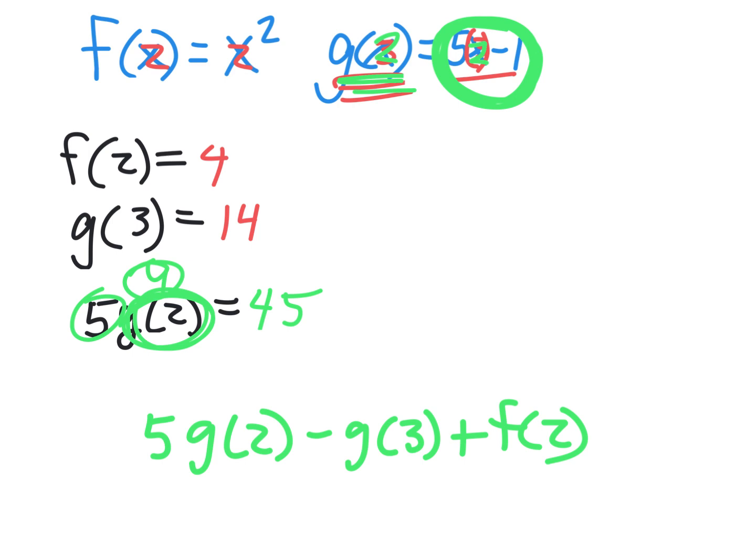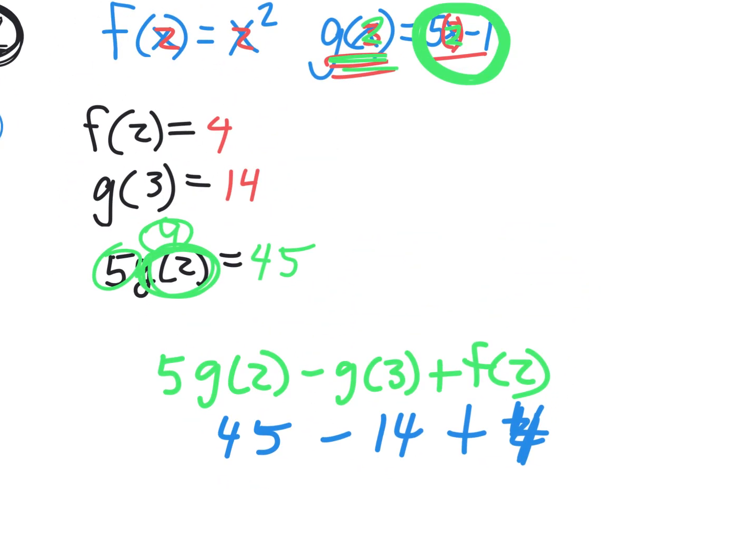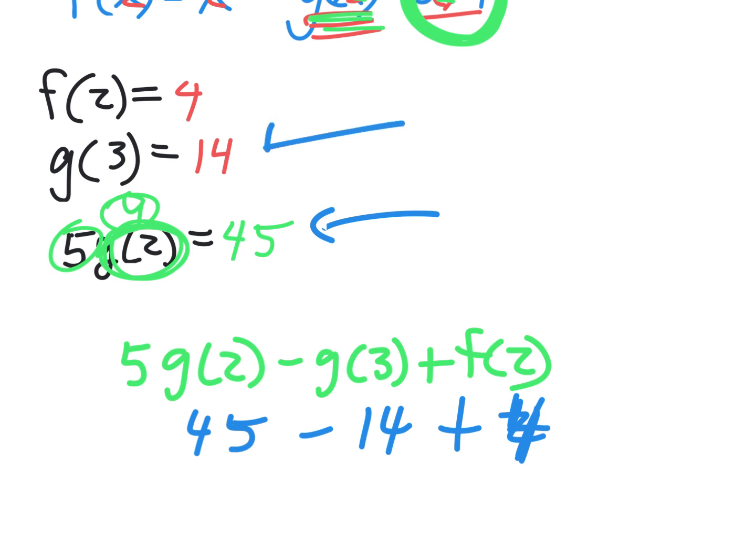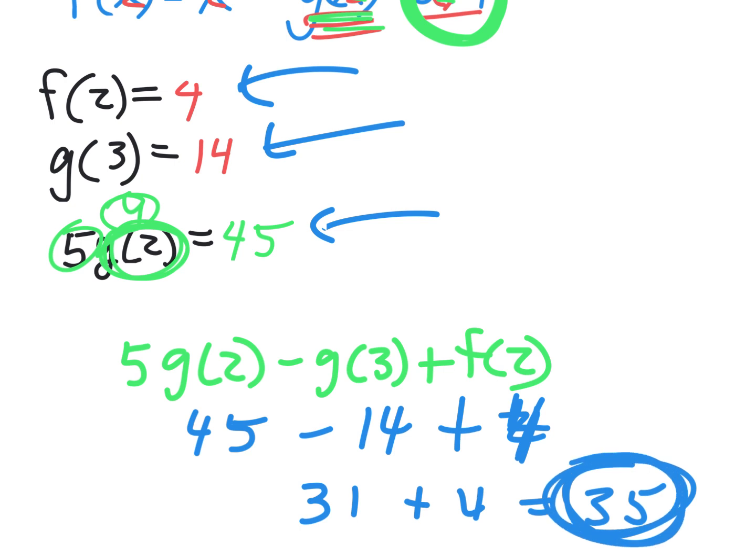So didn't I really just say what's 45 minus 14 plus 4? Isn't that pretty much what I said? Yeah. Because we already had the answers right here. 45, 14, and 4. So what's 45 minus 14? Well, that would be 31 plus 4, 35. Who had 35 for your answer? Cool. Okay, you get it.